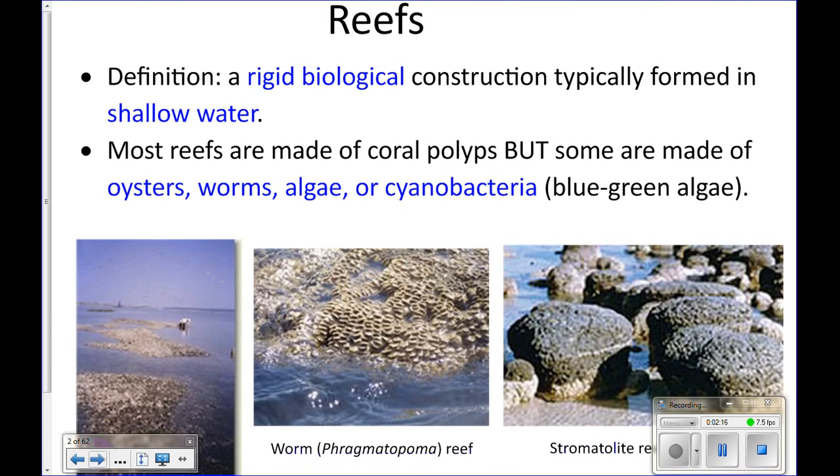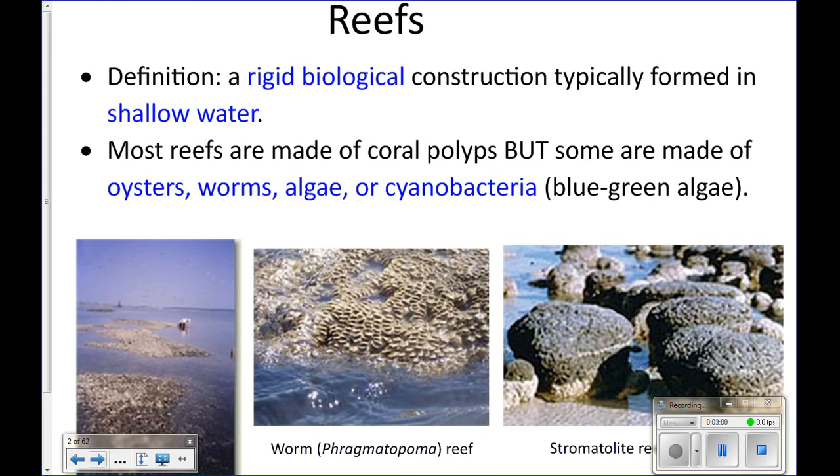So in order to understand what a coral reef is, you need to understand what a reef is, okay, or have a definition of a reef. And a reef is simply a rigid biological structure, okay, construction, typically formed in shallow water. So biological, that means it's formed by living things. Okay, so it's a reef. A reef is formed by living things. Rigid, meaning it's got like substance to it. Okay, it can stand on its own. All right, and it's typically found in shallow water.